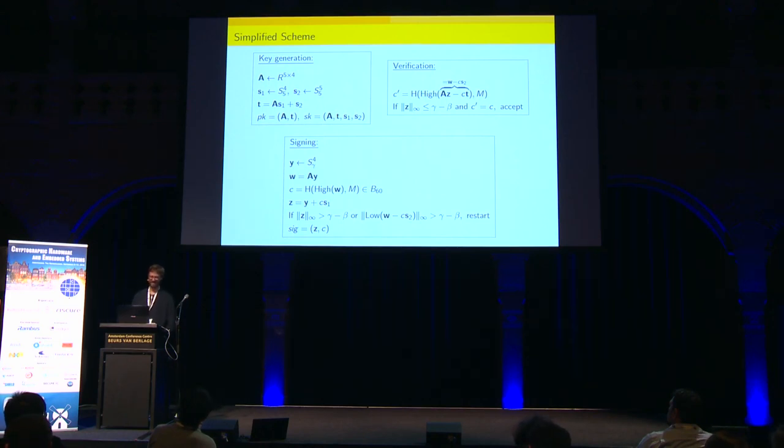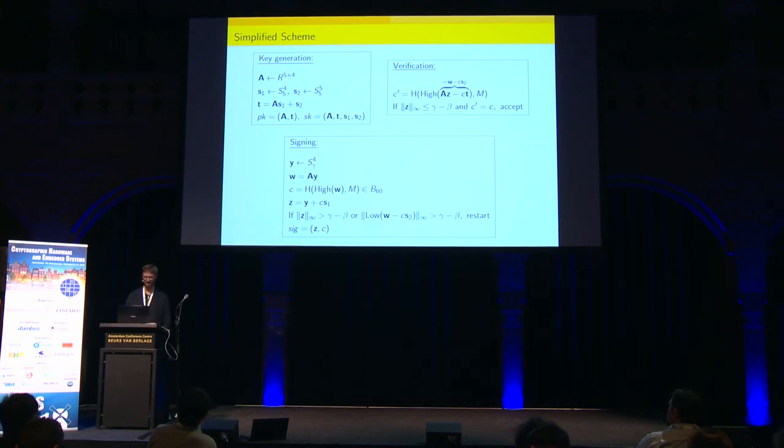And with this C that you get, you compute Y plus CS1. Then there's the important rejection sampling step where you need to reject if either the Z vector you got or W minus CS2 would reveal secret information. The second rejection step is also needed for correctness, because in verification you want to recompute this challenge polynomial. So what you would need is the high part of W, but what you only have is something which is equivalent to W minus CS2.